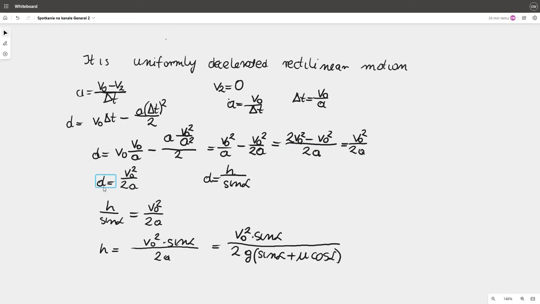And we replace distance by height divided by sine of alpha. And we calculate from this equation height.